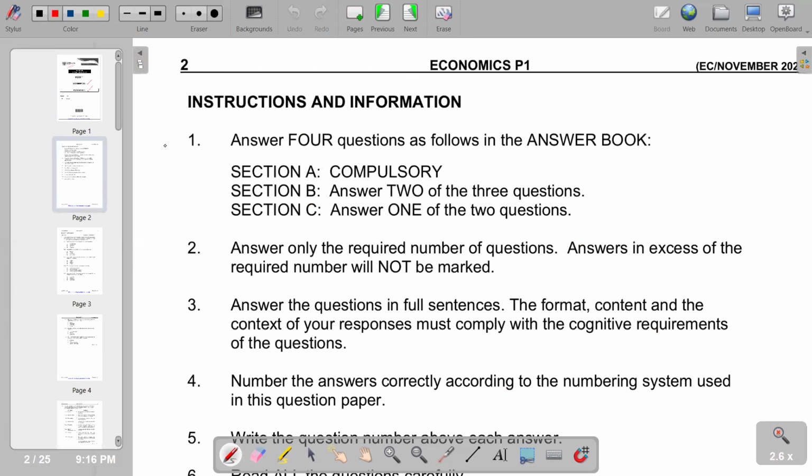So we are only going to look at instruction one, whereby we are given that the question paper has section A, section B, and section C. Of course, section A is compulsory. Looking at section B, you have to answer two of the three questions that are given. Then section C, you have to answer one of the two questions that are there. So I'll take note of that. Further instructions we are given that you can always also go through.